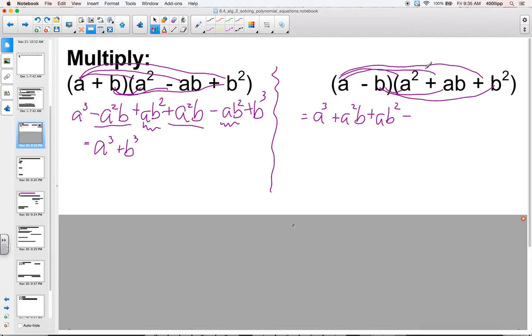The a squared is first here, so I'm going to put this as a minus a squared b. Negative b times ab is going to be a minus ab squared. And then negative b times b squared is a minus b cubed. And looking at what cancels out here, a squared b minus a squared b, that will cancel. ab squared minus ab squared, that will cancel. And therefore we're left with an a cubed minus b cubed.